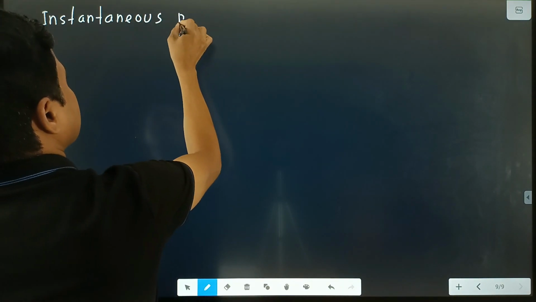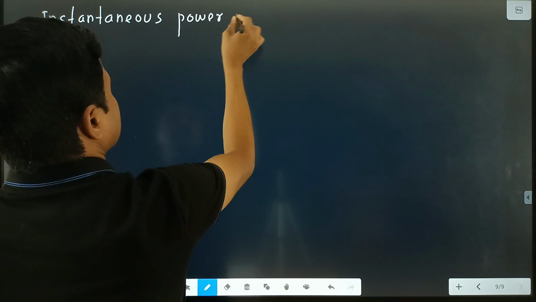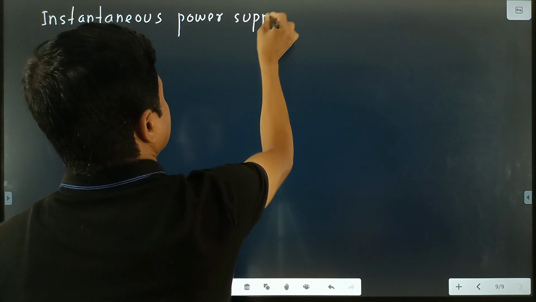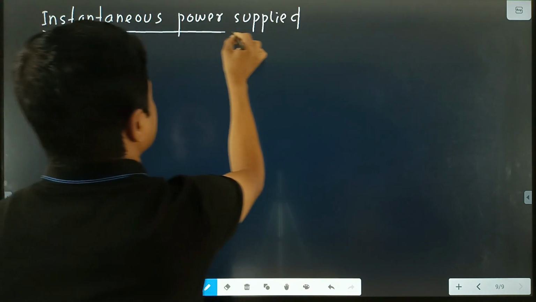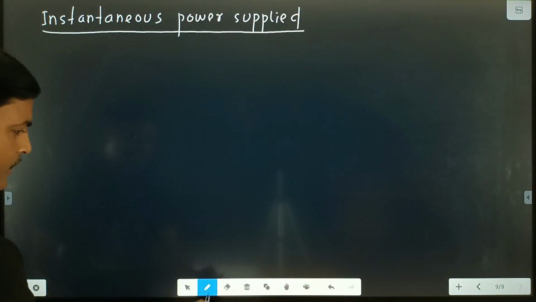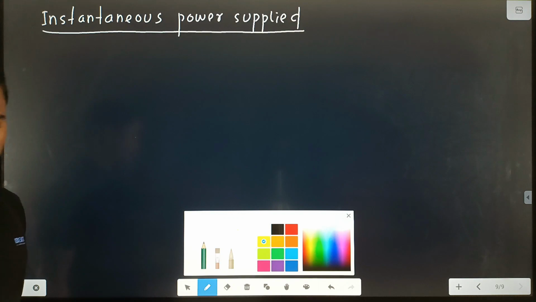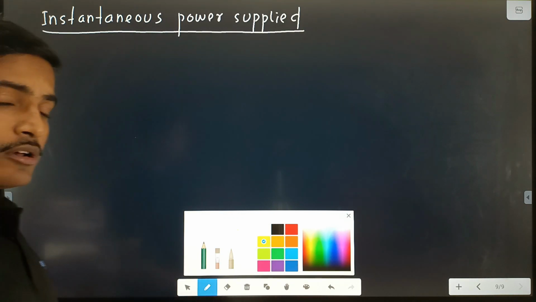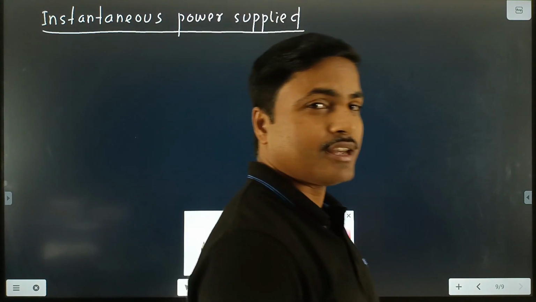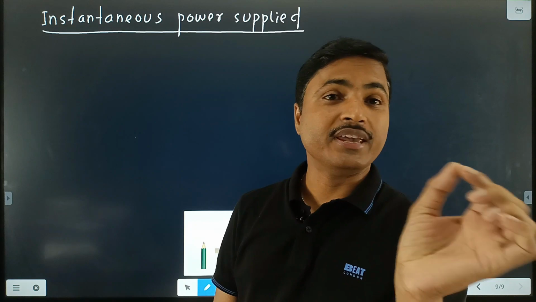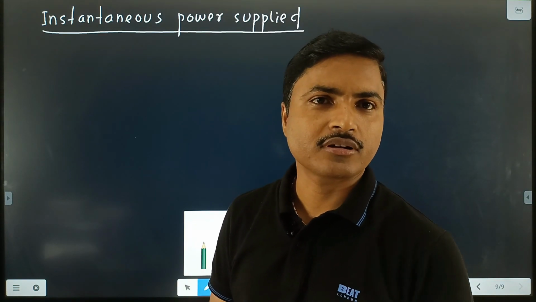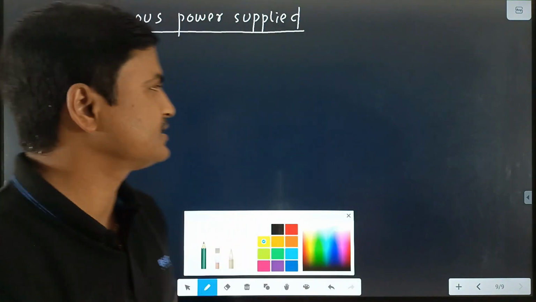Instantaneous power supplied to a purely capacitive AC circuit, and we know the formula for the power. That is the electric power, P is equal to V into I, from the chapter current electricity.